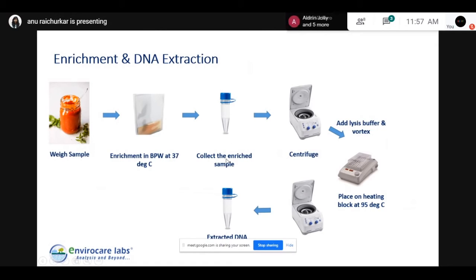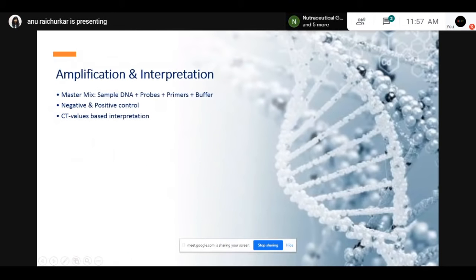The next day after enrichment, we collect the enriched sample, and this enriched sample is centrifuged to get a layer. Then the kits usually contain something called a lysis buffer, in order to lyse the cells of these pathogens so that we can extract the DNA. The lysis buffer is added and it is vortexed. Then heat treatment is done by placing it onto the heating block at 95 degrees. Again, the vials are centrifuged and then the DNA is extracted. So this is how the food sample is processed with regard to pathogen detection. First is enrichment, then you centrifuge it, add lysis buffer to break down the cells, and the DNA is extracted. The second step, as usual, is amplification and interpretation.